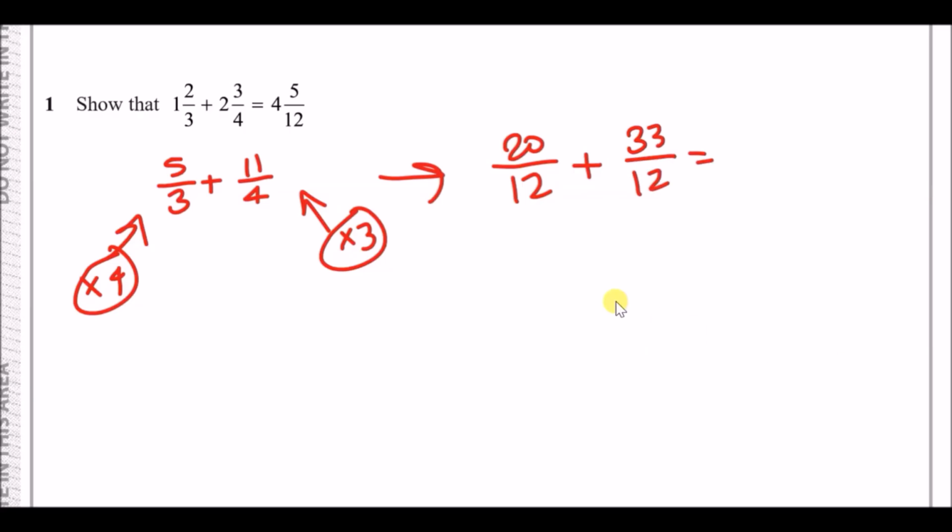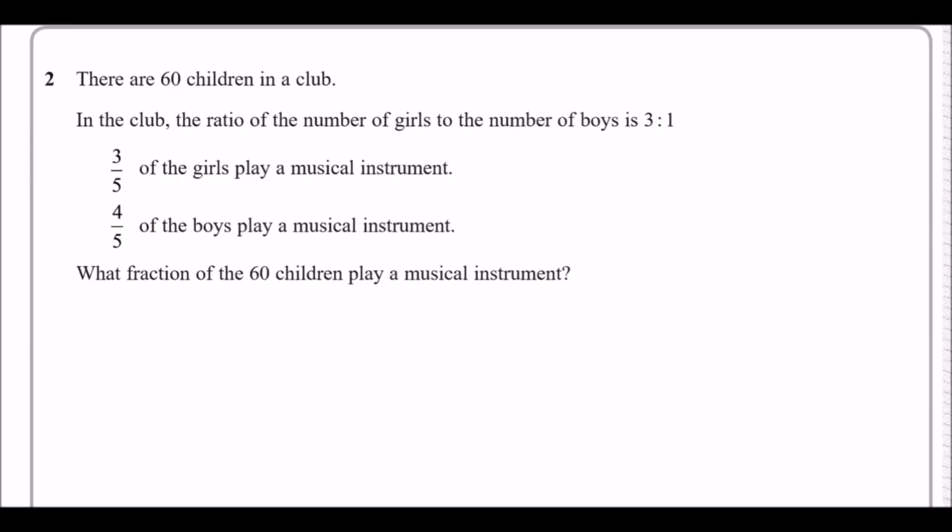Now essentially you're just going to add up the top half, which will give us 53 over 12. And of course, if you want to convert this to a mixed fraction, you don't even have to bother. Just copy the answer, so it'll be 4 5/12. Easy.